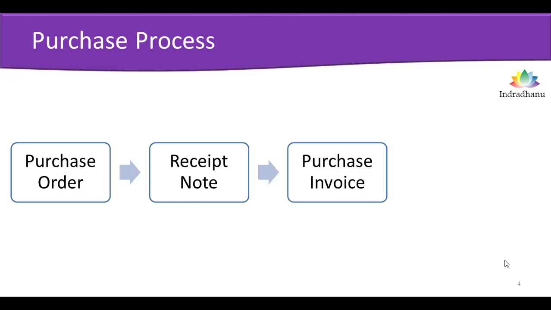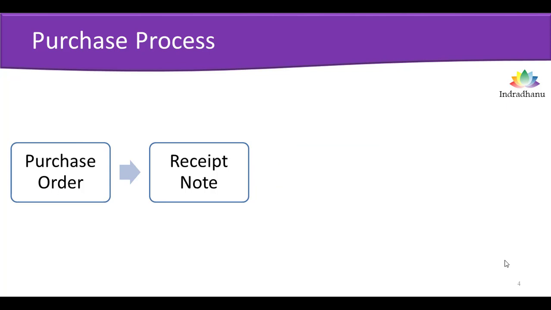You can select multiple purchase orders in one receipt, it is quite possible, and at the same time you can create multiple receipt notes for one single purchase order. Means you can receive the goods in installments also, or you can receive the goods of more than one purchase order in one single receipt note. Both things are possible.